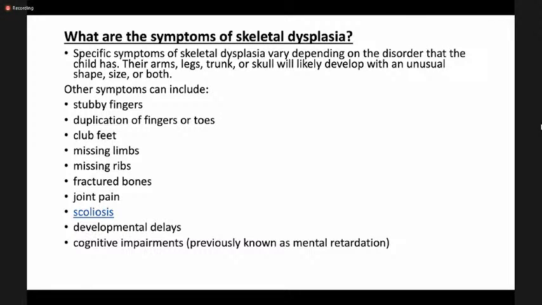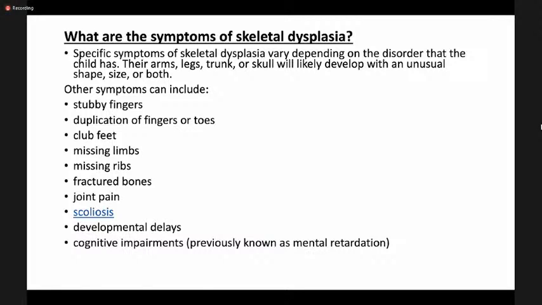What are the symptoms of skeletal dysplasia? Specific symptoms of skeletal dysplasia vary depending on the disorder that the child has. As I said, it's a variety of conditions, many of them. So it will all depend on which part of the skeletal system is affected. And this could be the arms or the legs, the trunk, which will develop with unusual shapes, size, or both.